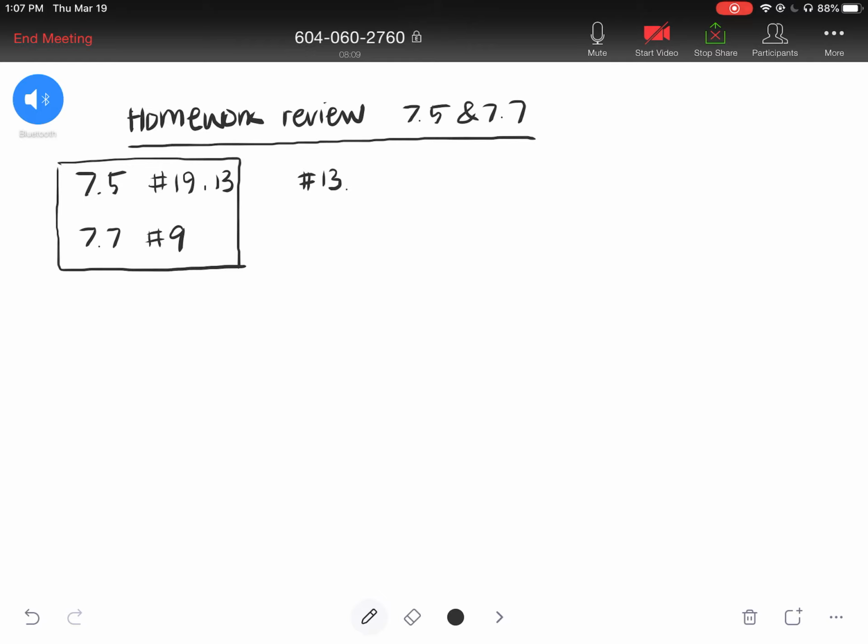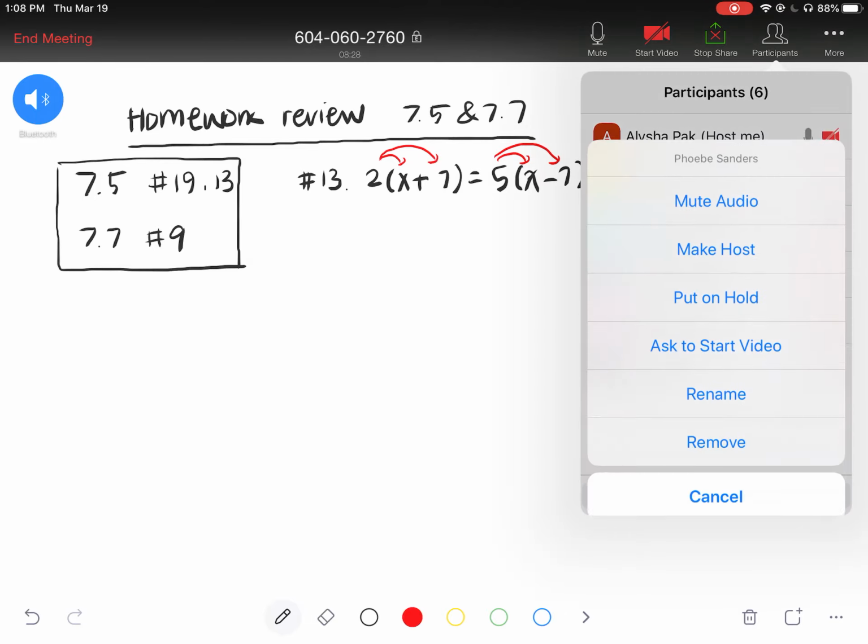Okay, so first question is number 13, and you have 2x plus 7 equals 5x minus 7. First step is to distribute the numbers from the outside to inside.